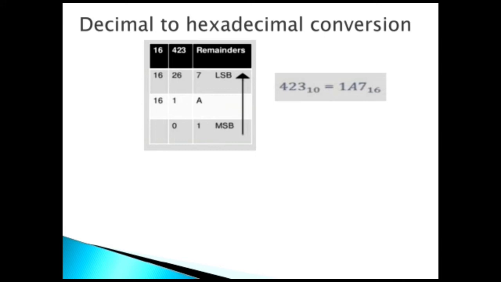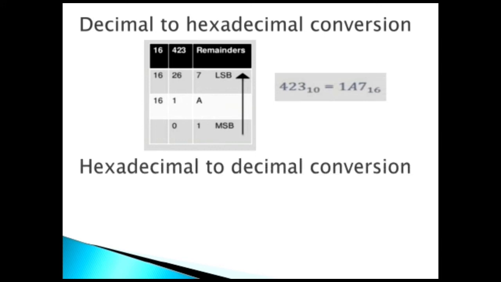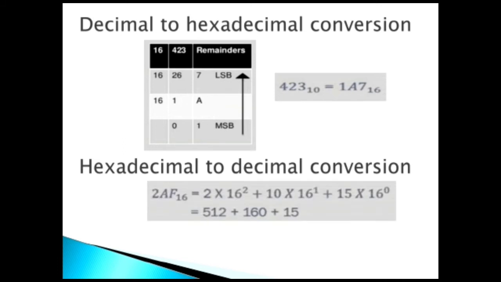Now let us see hexadecimal conversion into decimal number system. Suppose we are to convert 2AF into a decimal number system, we will multiply it with 16 raised to power 0 as F is the LSB, and this F is nothing, it is 15 in the case of hexadecimal, and we will sum up all the three conversions and we will have the result, that is 687 in this case.